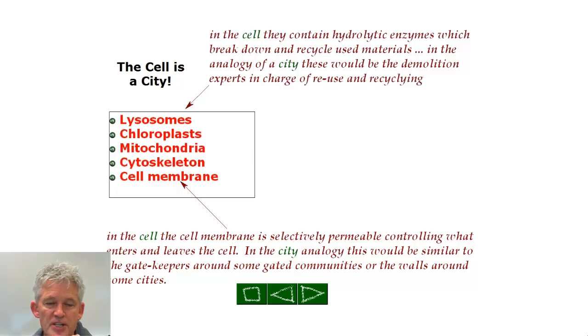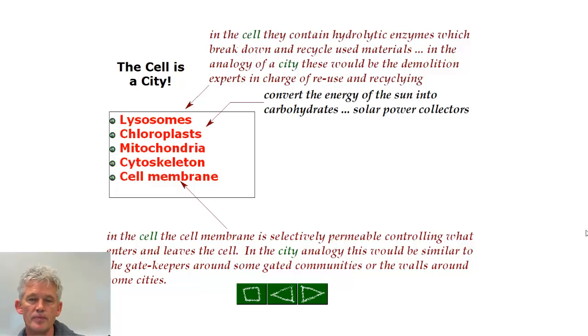Cell membrane. The cell membrane is selectively permeable. Those are two very important words when you get to the next chapter on the cell membrane. You'll see that the cell membrane controls what enters and leaves the cell. In the city analogy, this would be similar to basically a fence around a city, or in ancient times, gated communities, or even gated communities today. Chloroplasts. Their function is to convert the energy of the sun into carbohydrates, glucose, and in the city, those would be the solar power collectors.